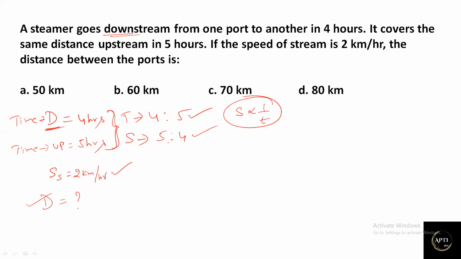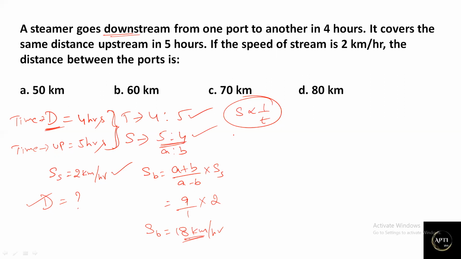Now when we know speeds are in the ratio A is to B, how can you find the speed of the boat? It is (A plus B) divided by (A minus B) into the speed of the stream. Now here, what are A and B? 5 plus 4 is 9, 5 minus 4 is 1, into the speed of the stream, which is 2. So what is the speed of the boat? 9 into 2 is 18. So we got to know that the speed of the boat is 18 kilometers per hour.